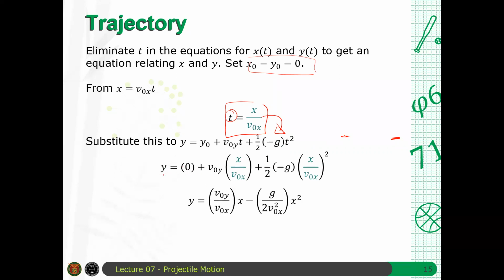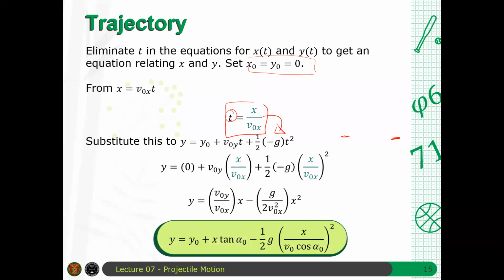And we will see that simplifying, we get something like this. Or in terms of the initial parameters, which is the initial angle and the initial velocity, we get this equation here. This is the trajectory equation of a projectile. And as we see here, ano itsura niyan? Y siya as a function of x, tapos yung x ay naka-square. There's a second degree term here.